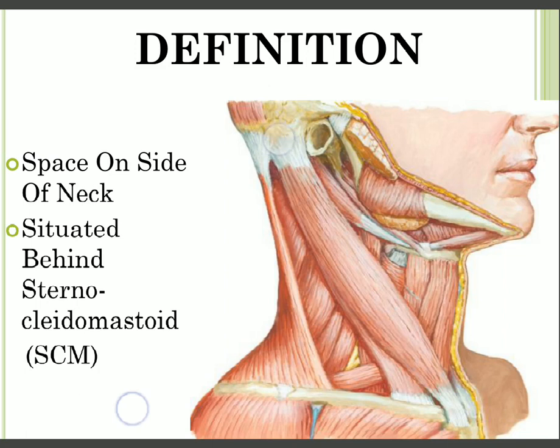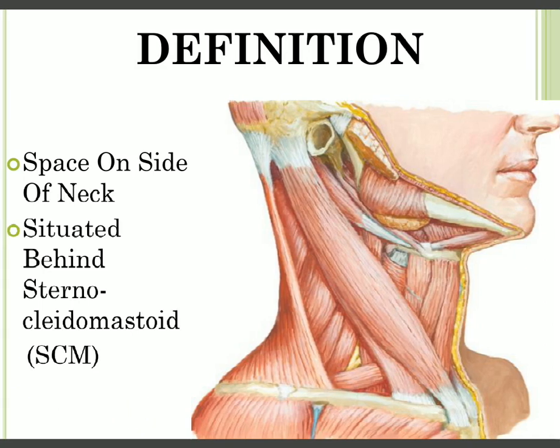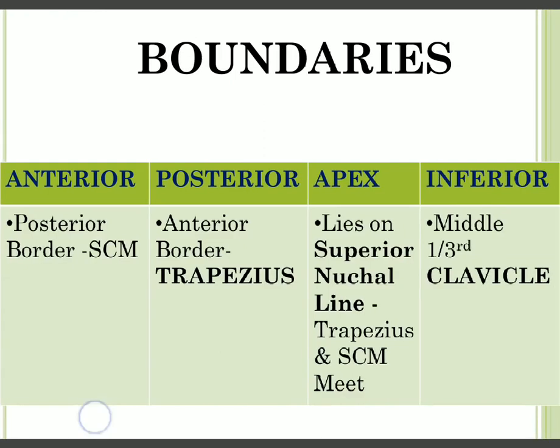The apex of the posterior triangle is formed where the two muscles meet, and the point where the two muscles meet is the superior nuchal line. So the apex lies on the superior nuchal line where the trapezius and the sternocleidomastoid meet. The base or the inferior boundary is formed by the middle 1/3 of the clavicle. Same is presented here in this table, the boundaries of the posterior triangle.